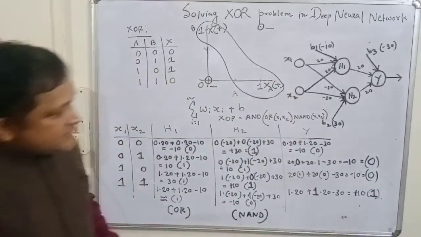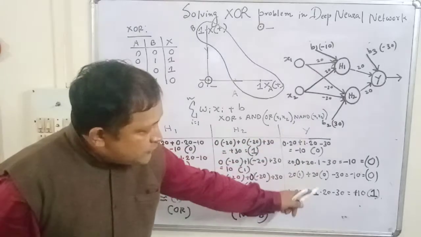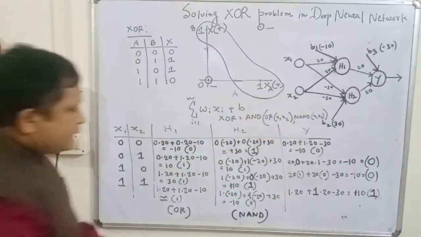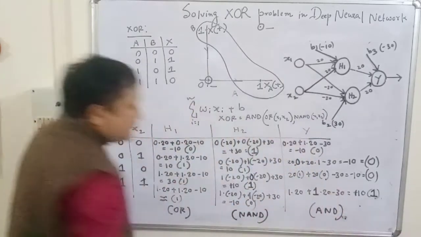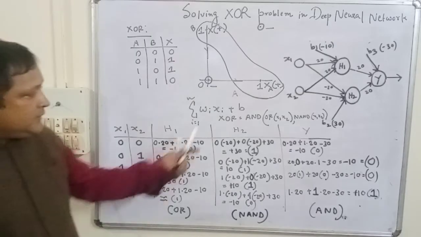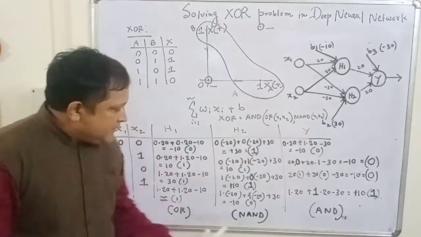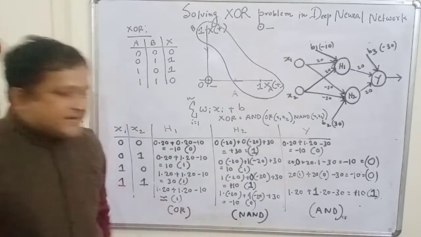So we have 0, 0, 0, 1 for all these four combinations. The output is 1 only when both the inputs are 1, so it follows the AND operation. So we have got the full justification that XOR can be expressed as the AND of OR and NAND.